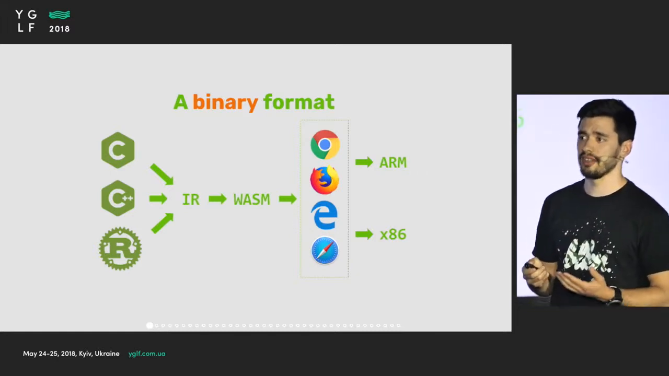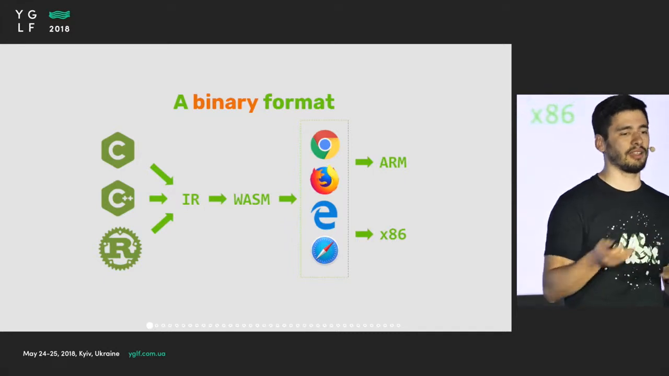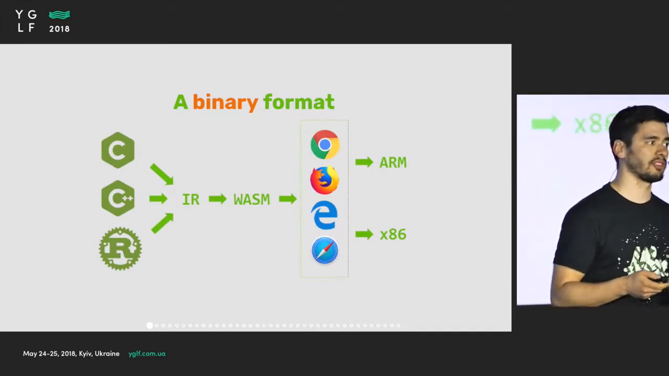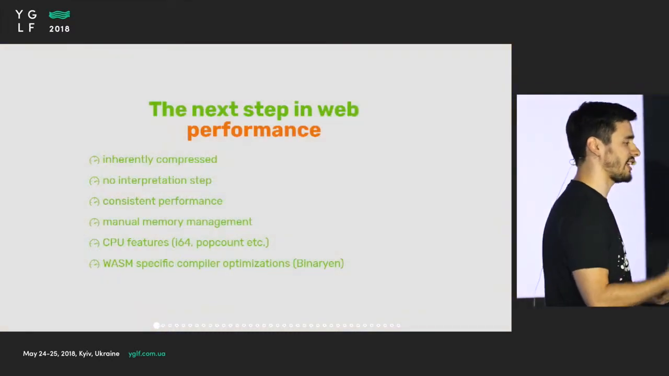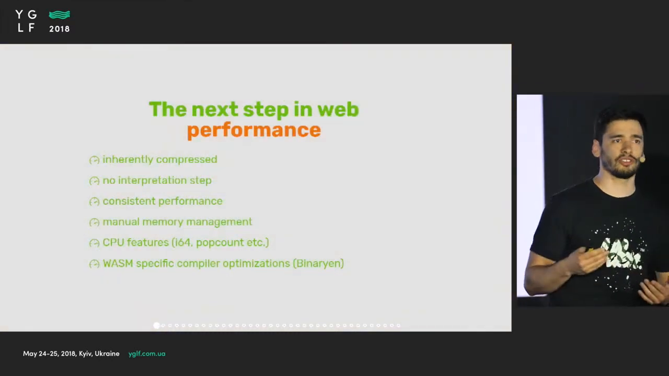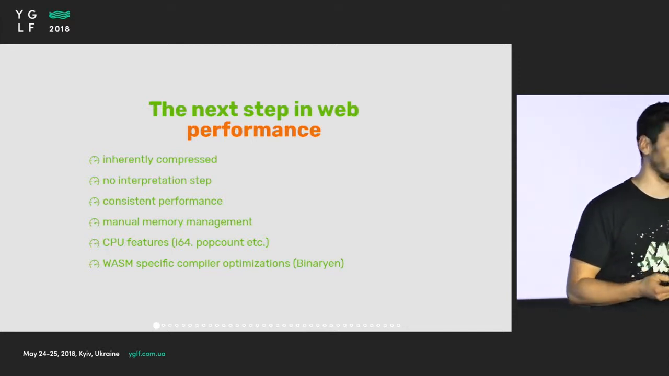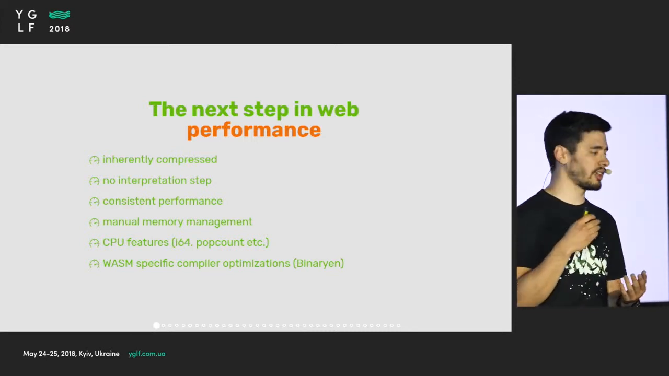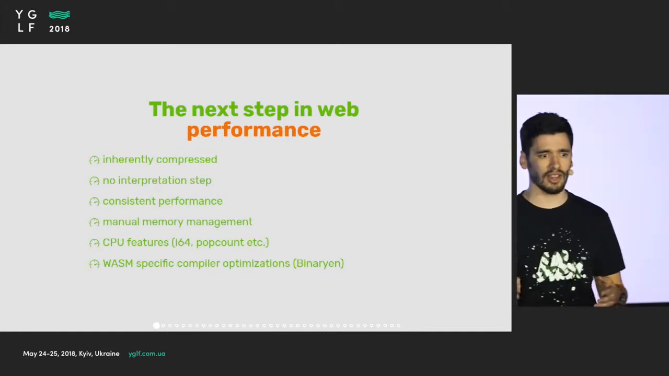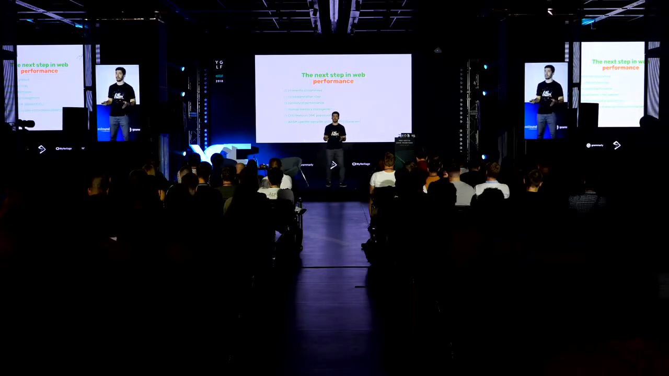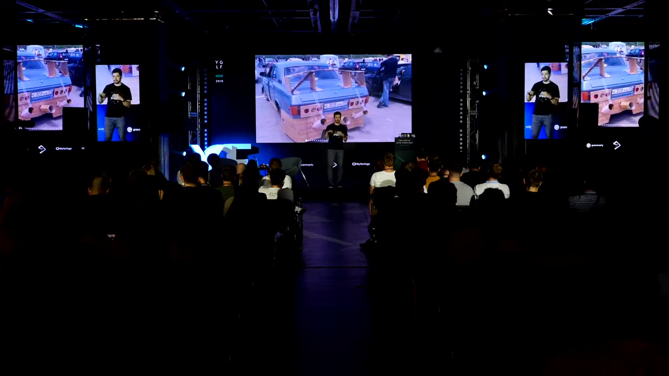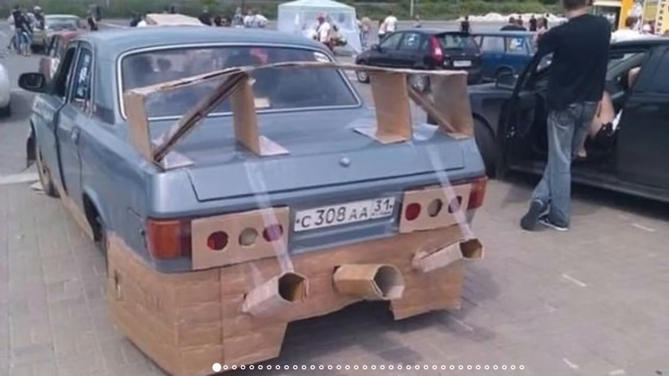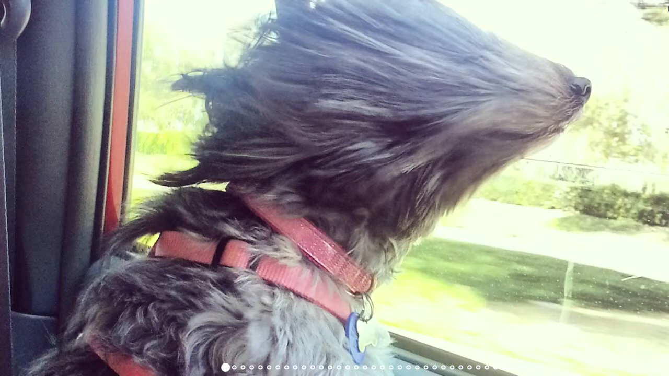The fact that it's a binary format has serious consequences on the performance. So some people refer to WebAssembly as the next step in web performance. It has a lot of cool features that will impact the performance in a positive way. For example, there's no interpretation step. It has consistent performance. You can manage your memory manually and so on. There are a lot of things, and they are all right. So basically, before WebAssembly, the web felt like something that's really, really slow, but with a few hacks and tricks, you can make it a bit faster. But with WebAssembly, it's more like a really smooth ride where you just enjoy the speed.